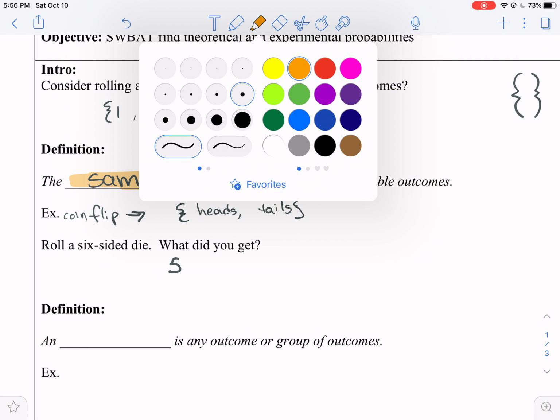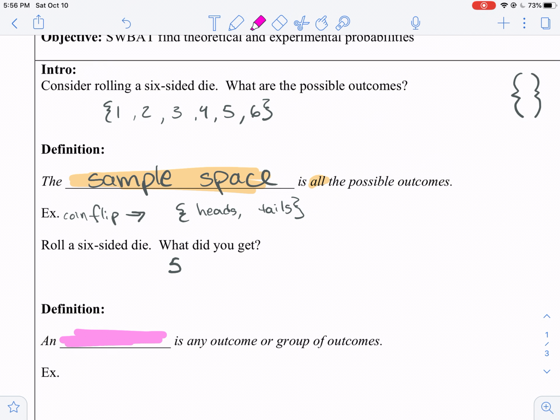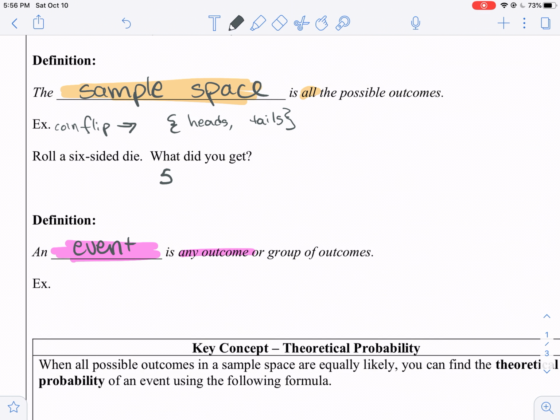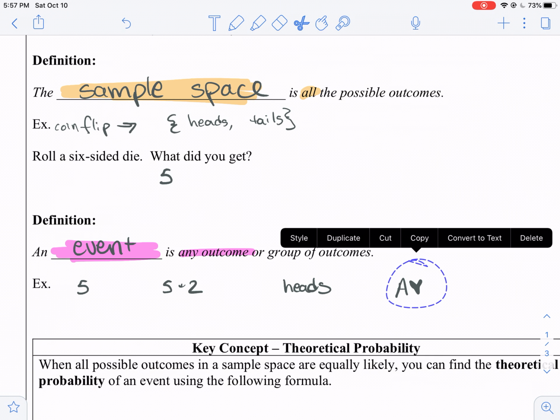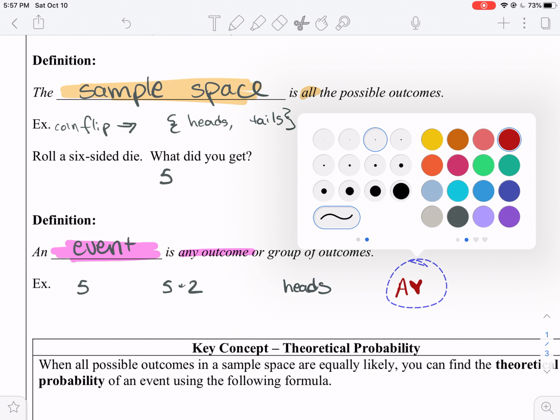And then our next idea is an event. An event is any outcome or a group of outcomes. So an event could be rolling a 5, or rolling a 5 and rolling a 2, or flipping a coin and getting heads. Or drawing a card and getting the Ace of Hearts, which is red.